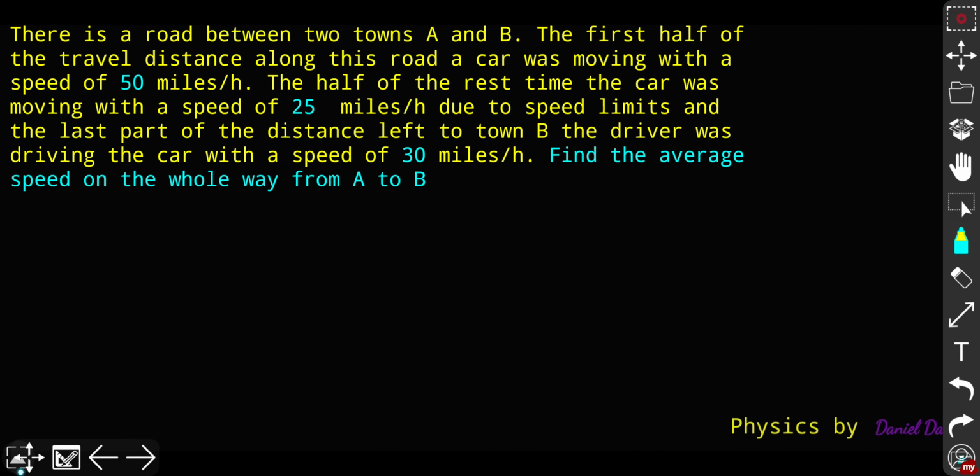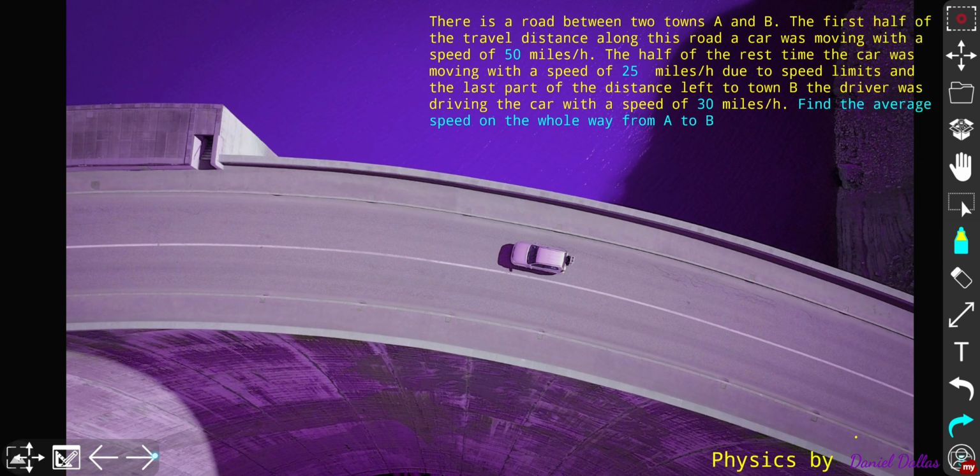And let's have a look at the picture that I prepared for you guys. So for example, that's the starting point for the car, and let it be point A, or town A according to the problem conditions, and B is going to be the final point. Let's assume that the car is not moving along the circle path as shown here, but along a straight line path from A to B, straight line segments. So you have the first half, okay? So what do you have? The first half of the travel distance along this road, the car was moving with a speed of 50 miles.